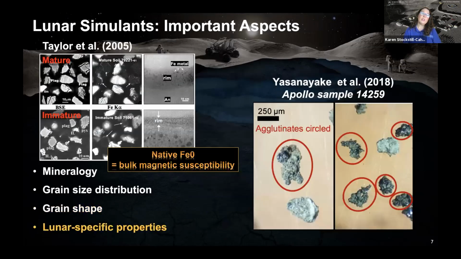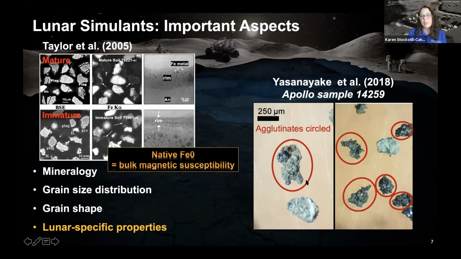Then there are lunar specific properties that we consider. Larry Taylor did some work where they looked at the magnetic susceptibility of anorthosites, because these are plagioclase grains that actually have iron metal particles in the rims. And it's true of the mature soils, it's true of the immature soils. So that's going to induce some bulk magnetic susceptibility into regolith samples.